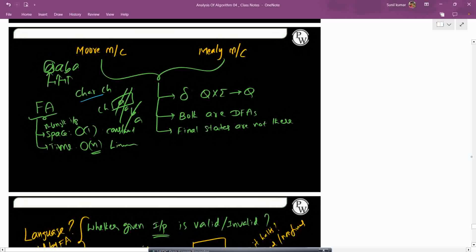For a finite automaton, it reads the input and shifts to the next state, the space is order of 1, and the time is order of n. In Moore machine, it reads and generates output, the space is order of 1, only the storage, and the time is order of n.